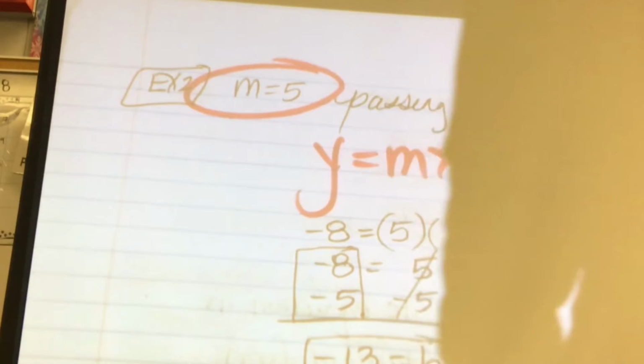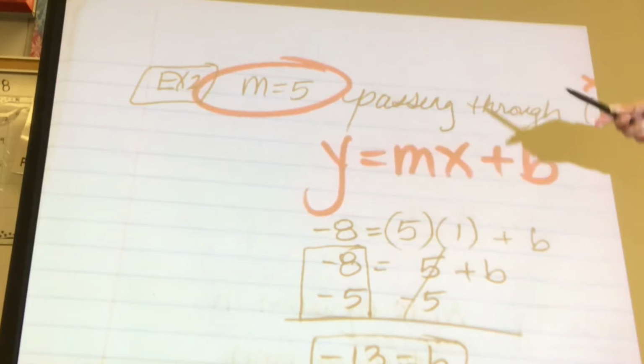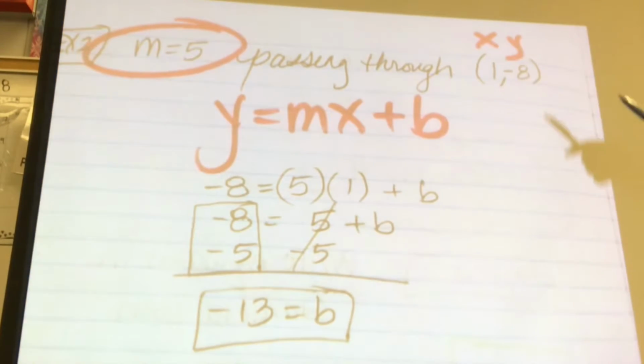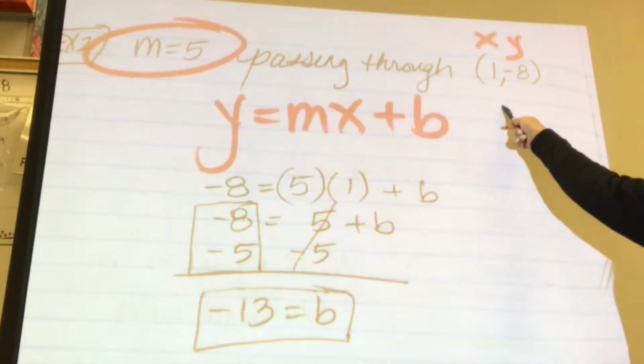In the last 3 examples that we just did, I didn't give you a slope and an intercept. What information did we get? The slope and a point that it passes through.